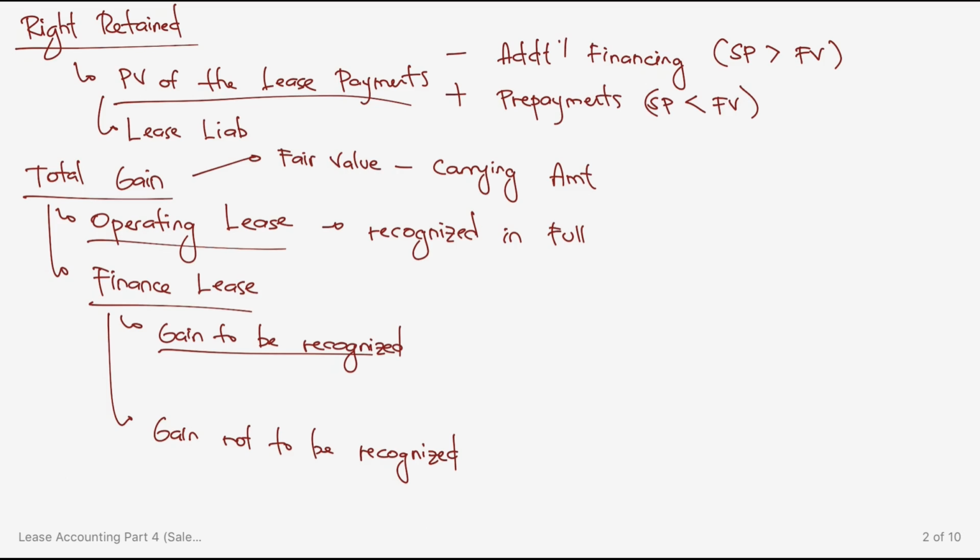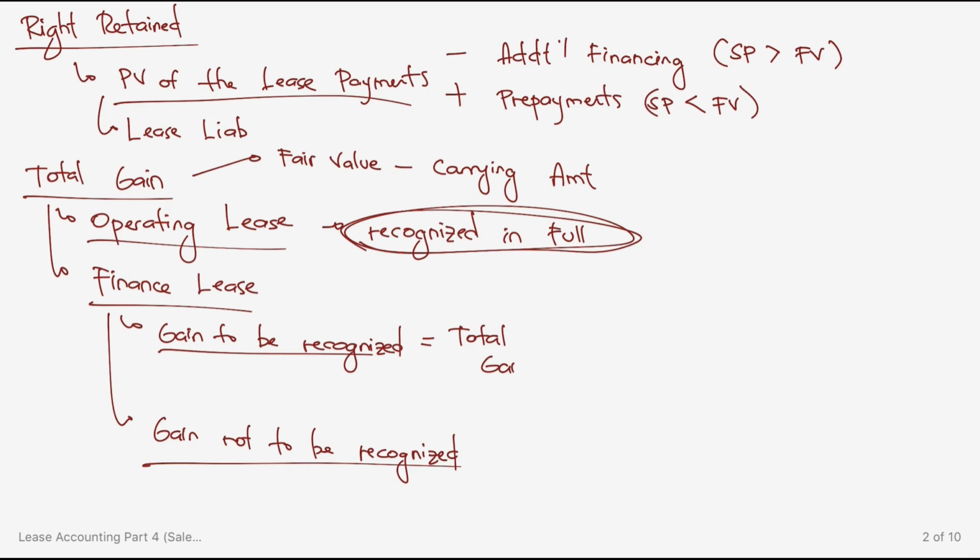Unless it is an operating lease, wherein if this is an operating lease, it is recognized in full. Okay? So, how do we compute the gain to be recognized and the gain not to be recognized? The gain to be recognized is equal to the total gain times the right transferred, divided by the fair value.